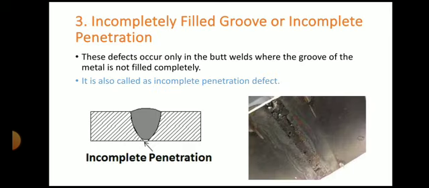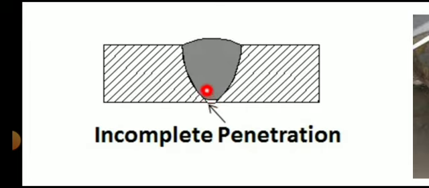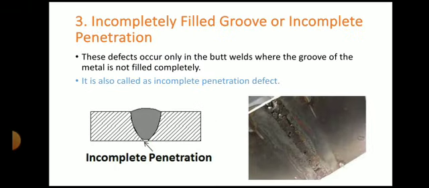The last defect is known as incomplete penetration. This defect occurs only in the butt weld where the groove of the metal is not filled completely. Here you can see the groove, it is not filled completely. The cavity is not filled completely. Hence it is known as incomplete penetration. It occurs in butt joints only.